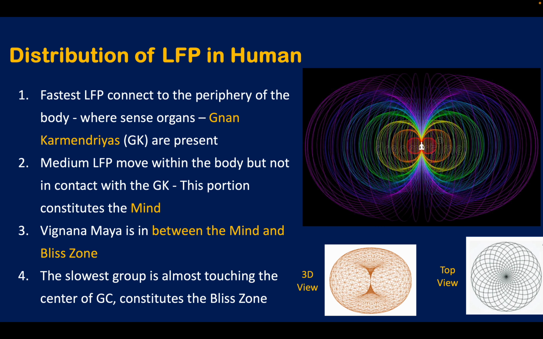How are the life force particles distributed in a human being? As you can see in this picture, the fastest life force particles connect to the periphery of the body where the organs of Jnanendriyam or Karmendriyams are available. The medium life force particles are relatively in the center. That's where the mind works. Between the mind and the innermost bliss zone is the Vijnana Maya. And the slowest one is in the center, the genetic center, which constitutes the bliss zone.